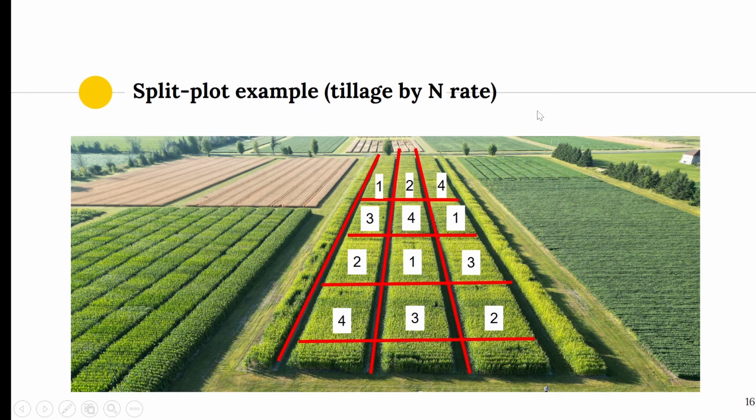So again, we have 12 plots, but you see 3 tillage strips, and within each tillage strip, we have one of 4 nitrogen rates applied. So the tillage is the main plot, and the nitrogen rate is the split plot factor.